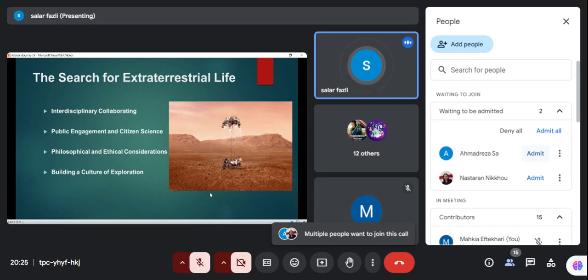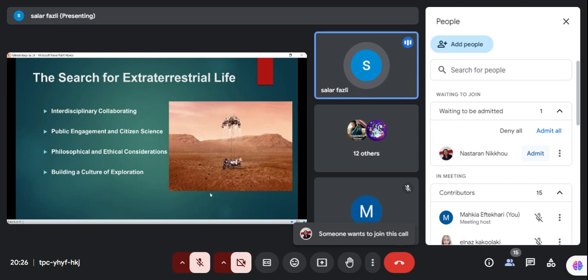About philosophical and ethical considerations, we can say that we should consider the philosophical implications of discovering extraterrestrial life, including its impact on religion, culture, and our understanding of humanity. We must ensure that the search for life does not contaminate other environments and that potential extraterrestrial life is treated ethically and with respect.